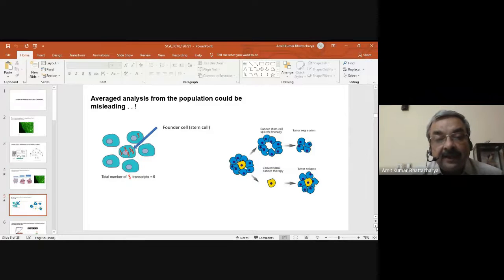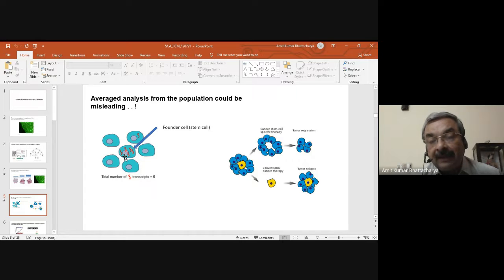A similar story is repeated in this slide. On the left-hand panel we see a population of 5 differentiated cells, and we are looking at this mRNA transcript. If we look at the distribution of this transcript in all these 5 cells together, we just get one value. We won't be able to pick up that there is one cell which has more of this, one cell which has less, and the other cells which have none.